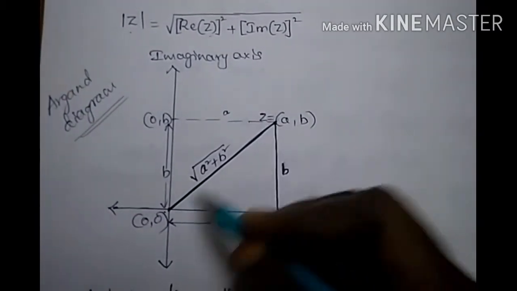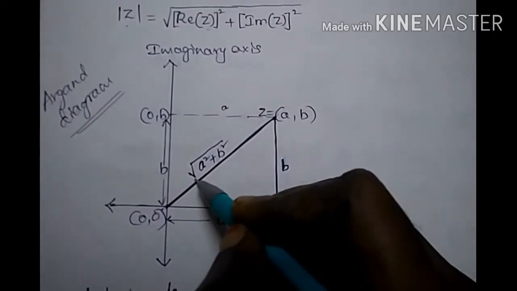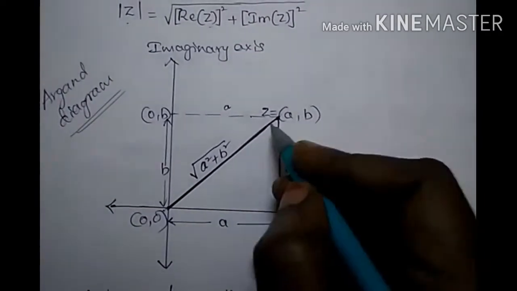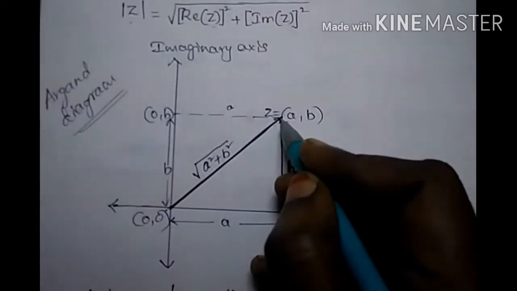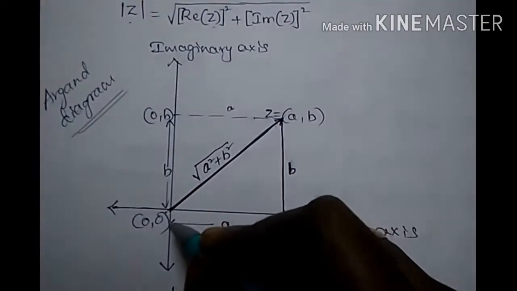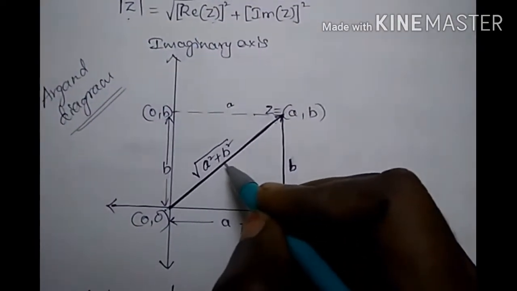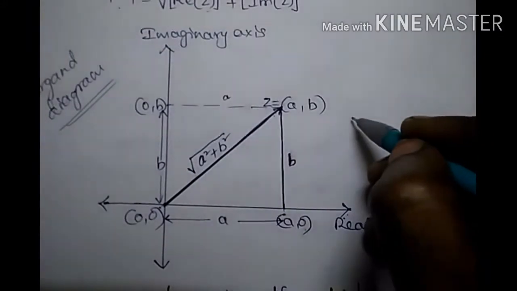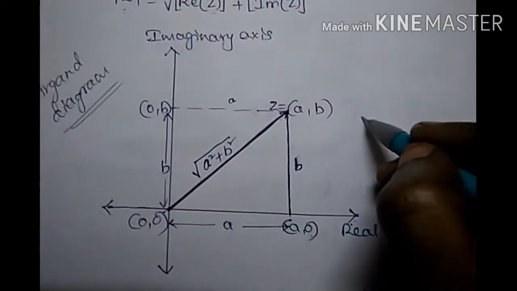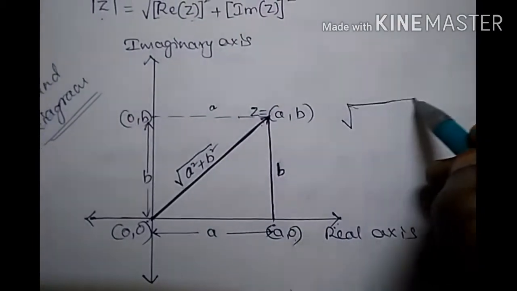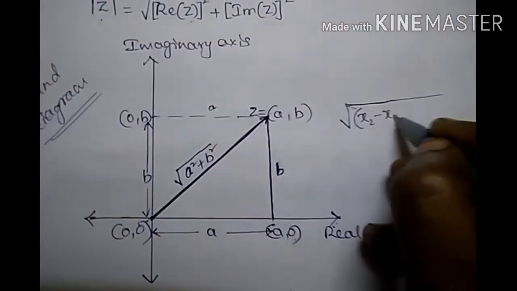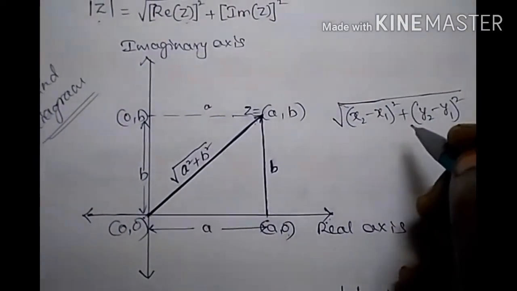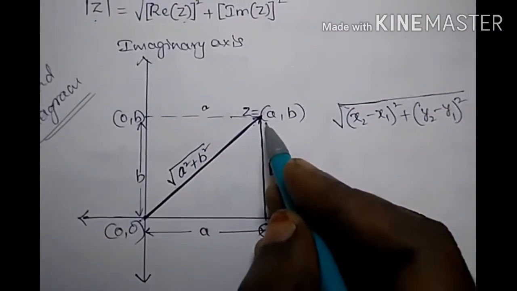The distance between these two points is called the modulus of a complex number. That means the length of the vector. OZ is also known as a vector. So the length of the vector is called the modulus of a complex number. Here we know from your previous classes how to find the distance between any two points. Distance between any two points is the square root of x2 minus x1 whole square plus y2 minus y1 whole square. By using this formula you can find the distance between any two points.